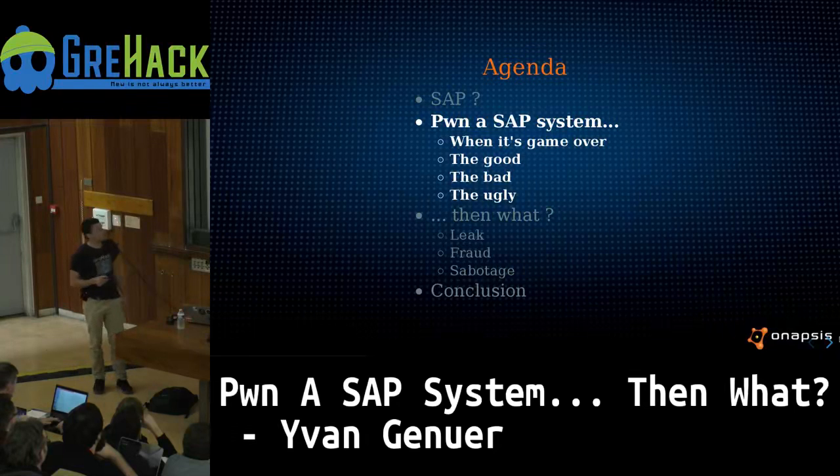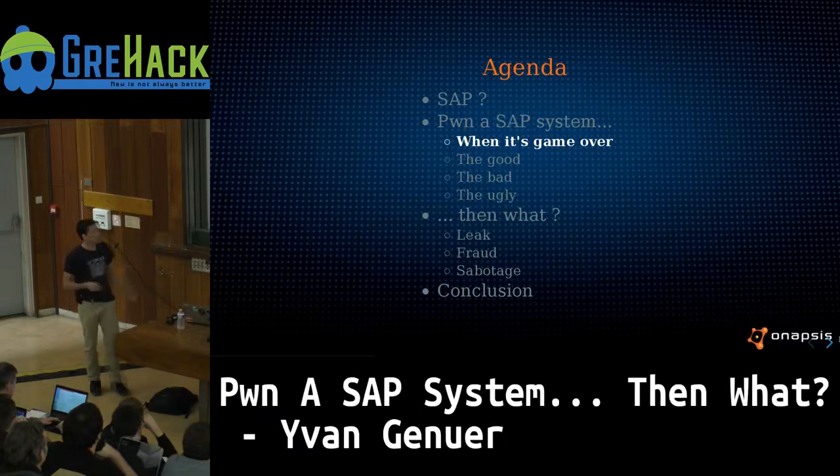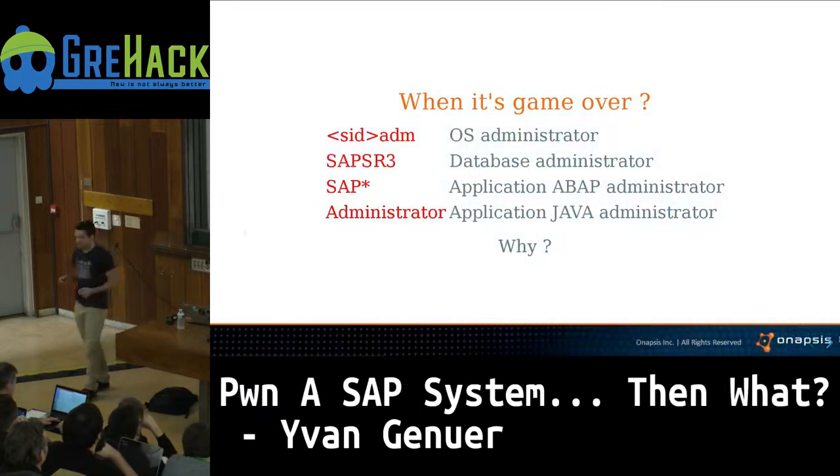Now I will show you three examples of vulnerabilities we use 99% of the time during our pen tests. First of all, when is it game over? It's game over if you reach one of these four users. SIDADM is the administrator user on the OS side. SAPSR3 is the database administrator. SAP is the administrator on the application layer.